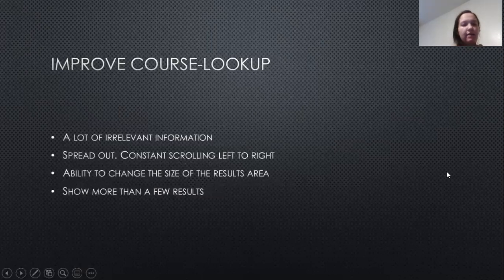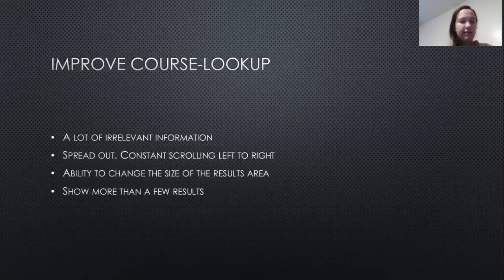Then my last recommendation is to improve the course lookup. So again, there's a lot of irrelevant information. I'm looking essentially just for the classes. I'm not looking for all the information about the professor. I'm sure someone is looking for that information, but most of the time I'm not.